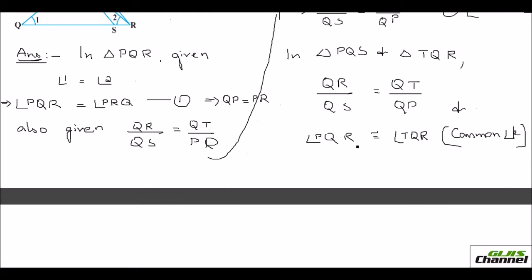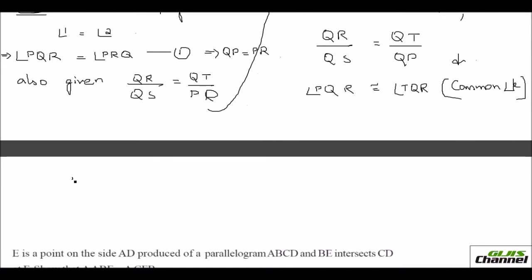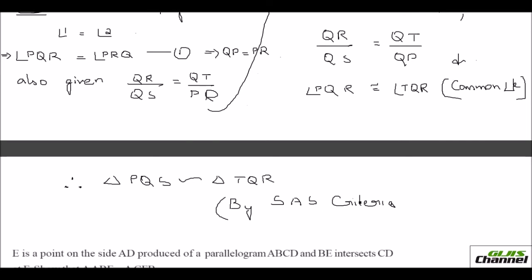So now you've got these two sides proportionate and one angle the same. So what can I conclude? Therefore I can say triangle PQS is similar to triangle TQR by SAS, side, the included angle and side, criteria. Got it? Hence it is proved. Did you get that? So simple.